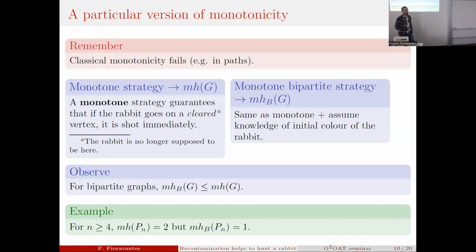Yes? What exactly does cleared mean? It means either the vertex is shot on, so it is cleared during a round, either the vertex is shot on that round, or all its neighbors were shot in the previous round. So the rabbit is not on that vertex on that round.